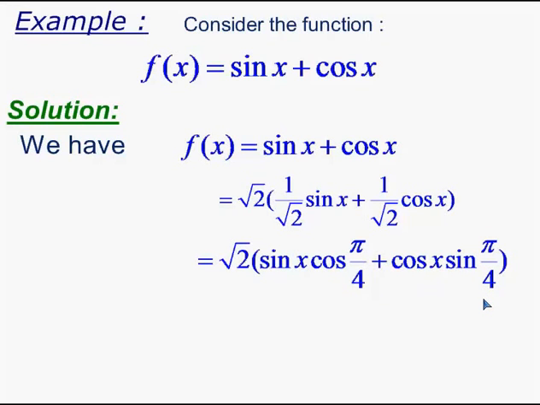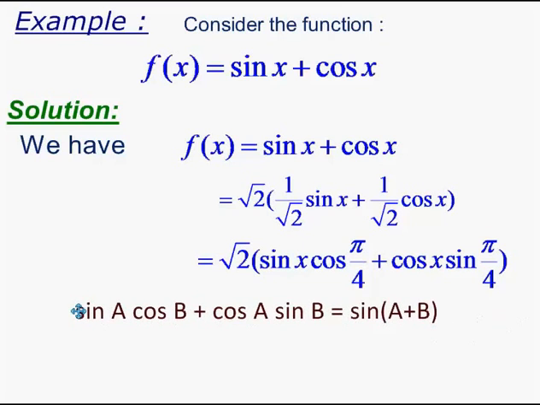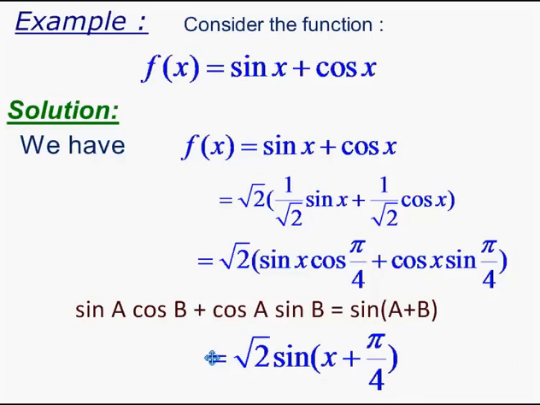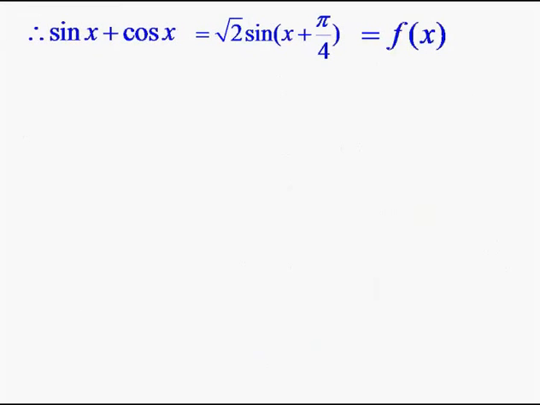So this should remind you of a trigonometric formula, sin A cos B plus cos A sin B is equal to sin of A plus B. So if we apply this formula over here, instead of A here we have x and for B we have pi by 4. Therefore, this becomes root 2 times sin of x plus pi by 4. The function f of x now is redefined as root 2 times sin of x plus pi by 4.